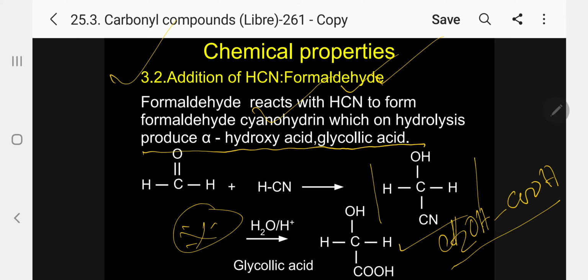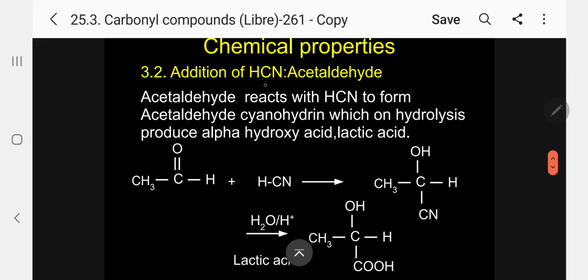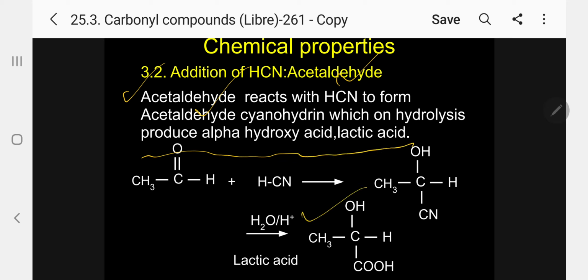Glycol, CH2OH, CH2OH. So one side carbon is oxidized. So formaldehyde gives glycolic acid. Now coming to acetaldehyde, what is happening? Addition of HCN. Acetaldehyde reacts with HCN to form acetaldehyde cyanohydrin, which on hydrolysis produces alpha hydroxy acid, nothing but lactic acid. Please follow. So, formaldehyde gives glycolic acid, acetaldehyde gives lactic acid.